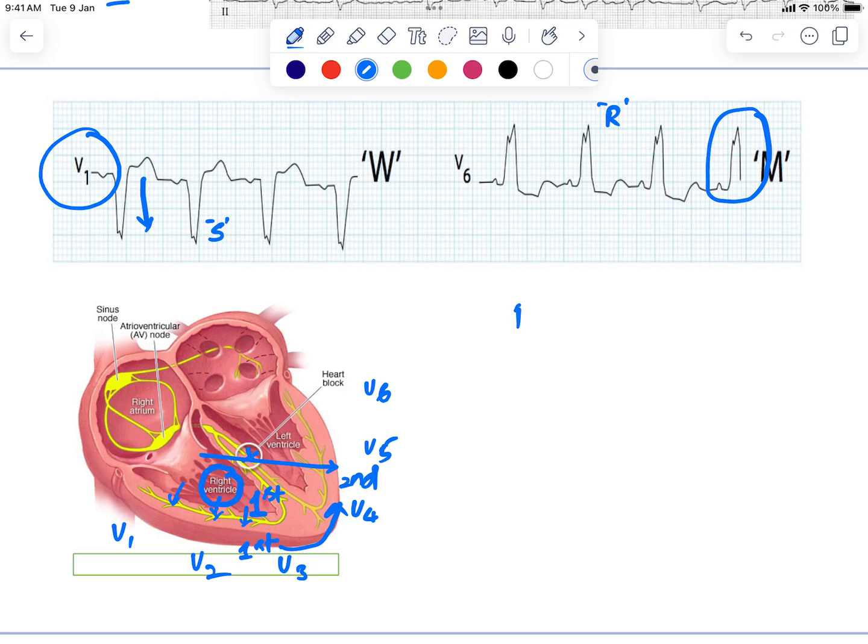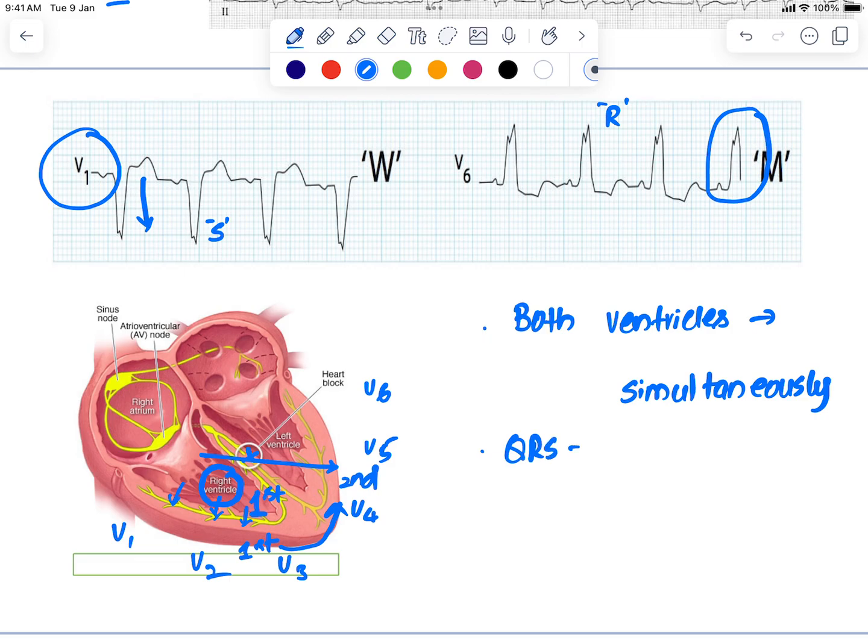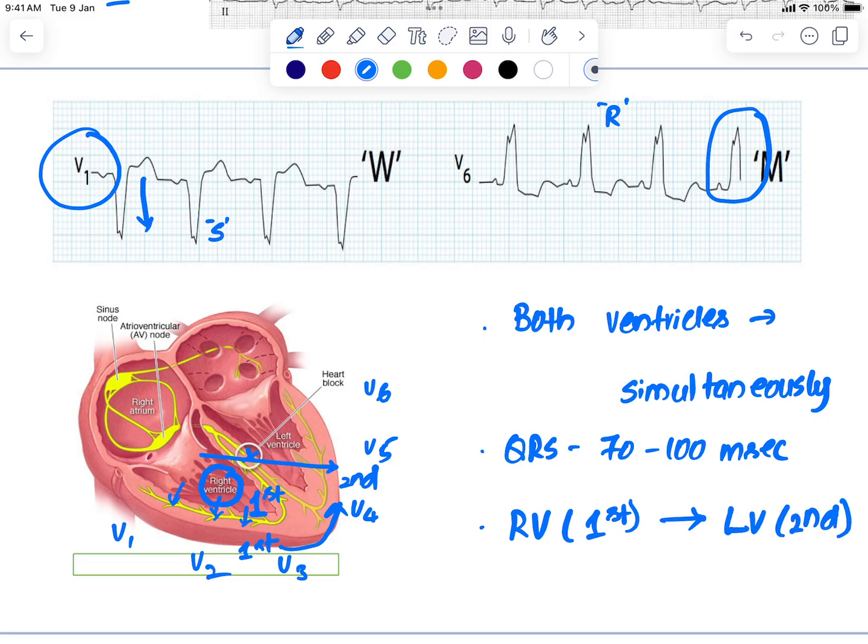Normally what should happen is both ventricles should depolarize simultaneously, right? When both ventricles are depolarizing simultaneously, the duration of the QRS complex will be around 70 to 100 milliseconds. But here what is happening? The right ventricle is depolarizing first. After the right ventricular depolarization, the left ventricle gets depolarized later. It is second, the left ventricle which will get depolarized.